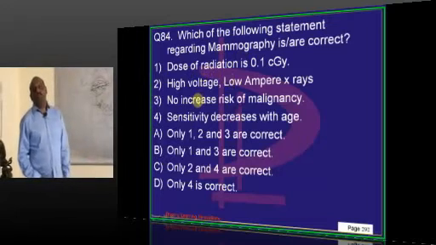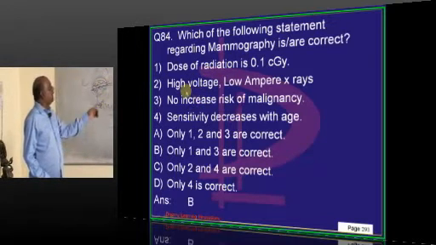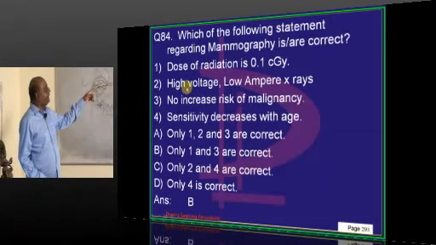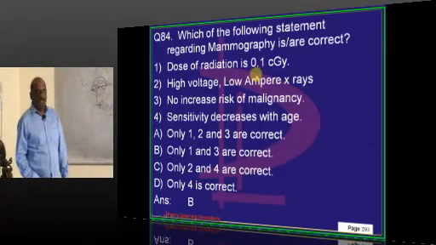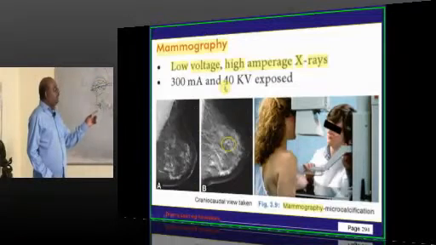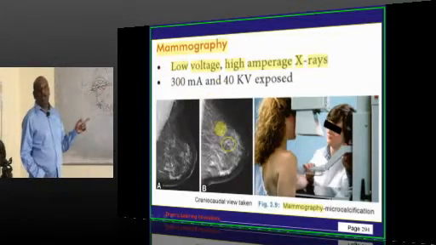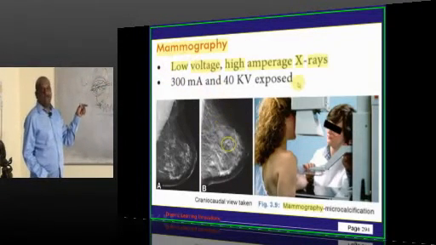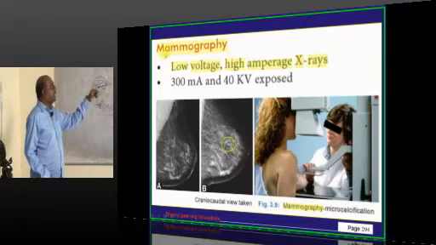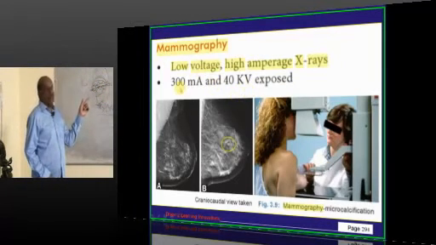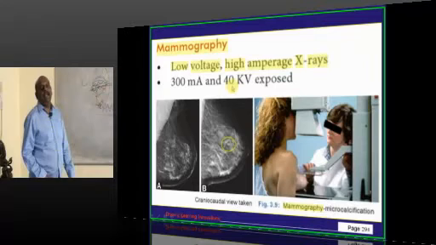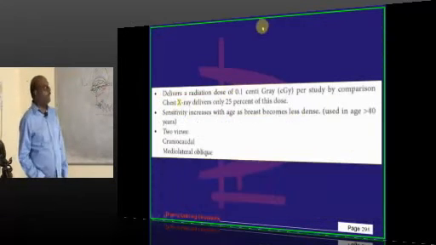Then mammography, what is the correct statement? Basically there is no risk of malignancy and the dose of radiation is very low. And what kind of voltage you have? You have a low voltage, high amperage. X-rays are the part of the mammography. 40 kilovolts is exposed along with 300 milliamperes is what you need to remember.